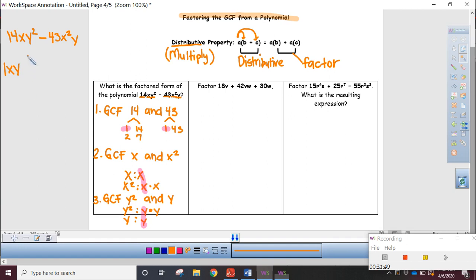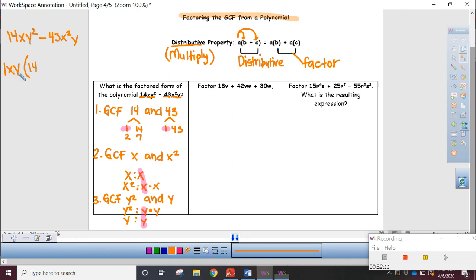Now I'm going to figure out what is left in the remaining polynomial once I take out a 1, an x, and a y. If I take a look at this first term, if I take out a 1, 14 divided by 1 is still 14. Now I'm taking out an x, so that means I'm not left with any more x's.